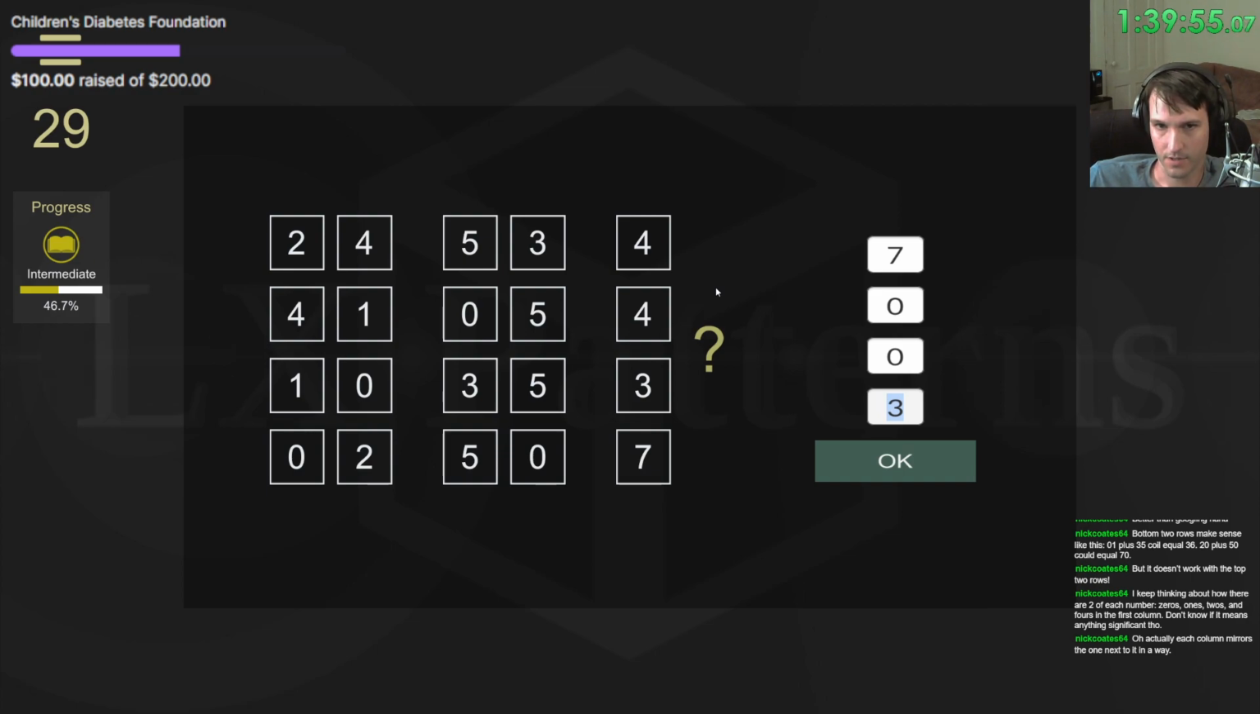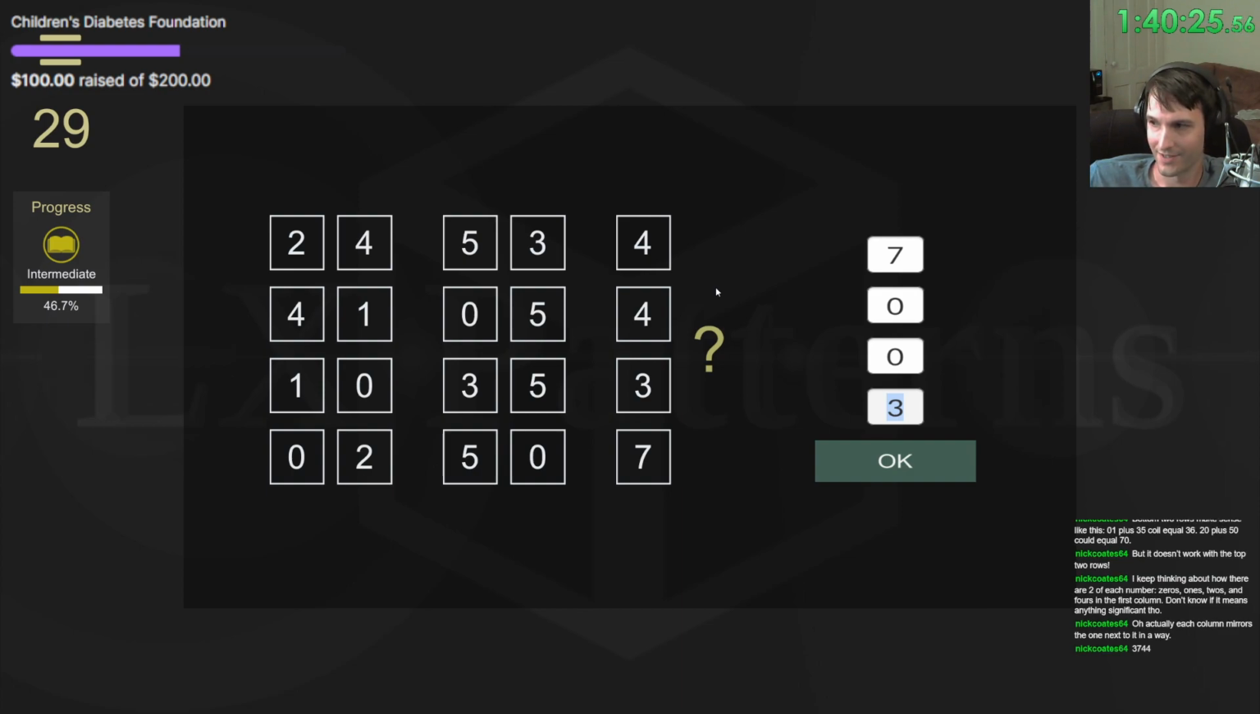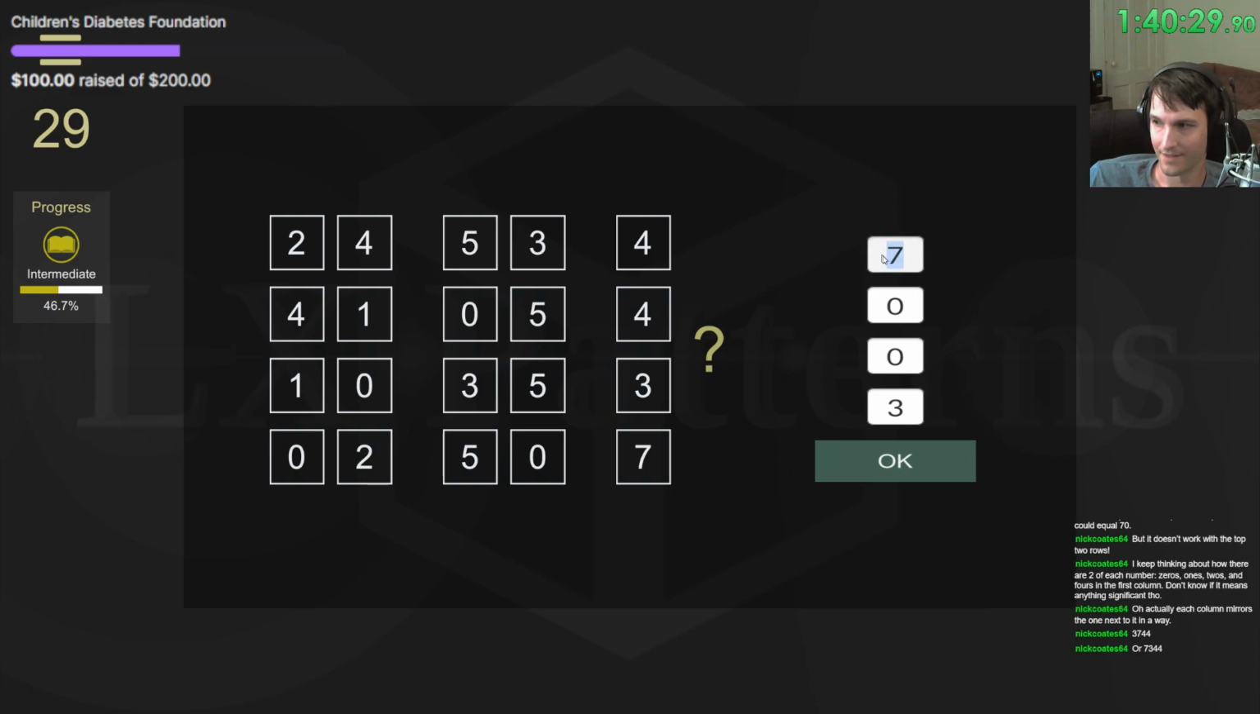Each column mirrors the one next to it in a way. In what way does it mirror it? 3744. Four, seven, three, four, four. Oh, I see what you're saying. There's some kind of mirroring action going on where this is mirrored to that, and this is mirrored to that. But that's not true over here, though. These seem arbitrary to some degree.